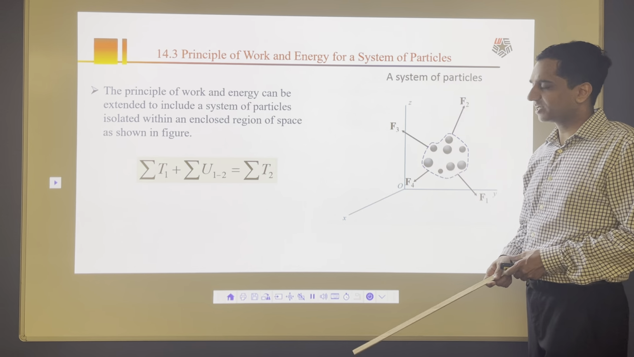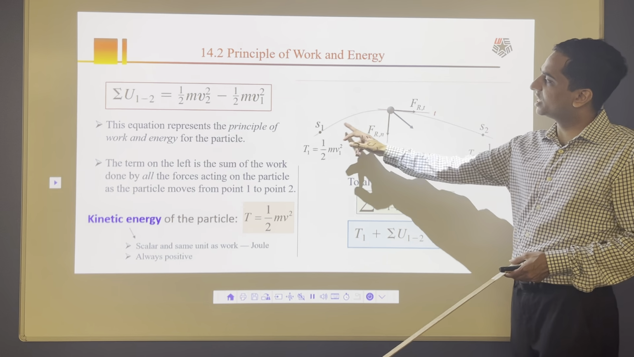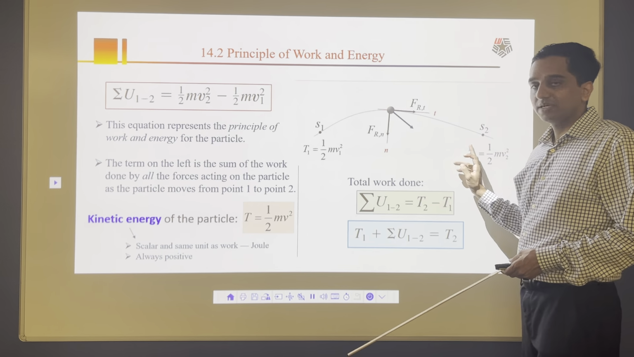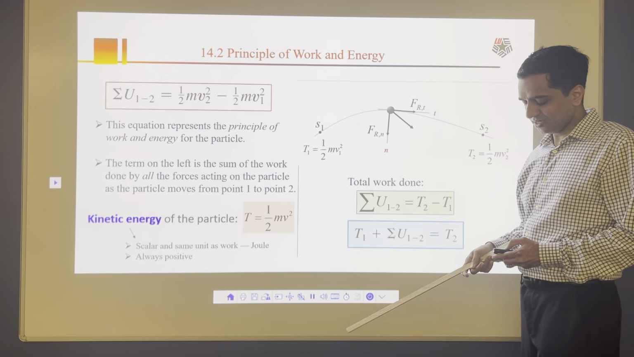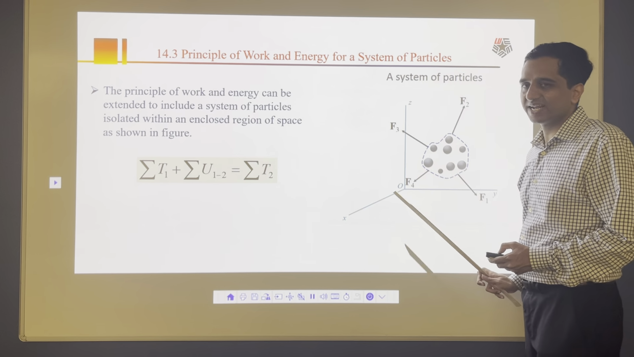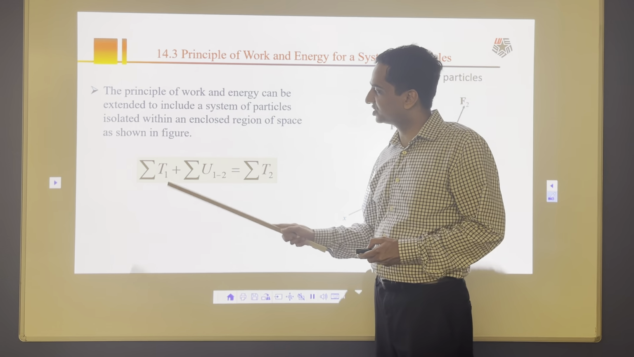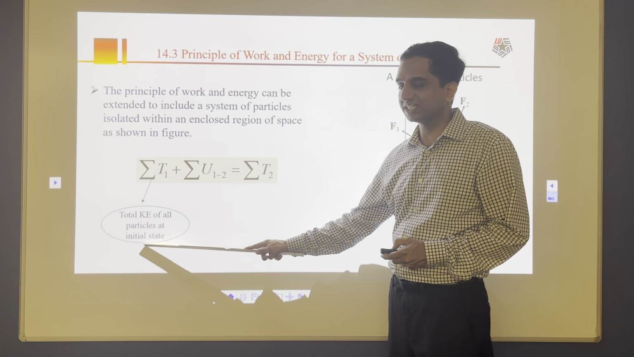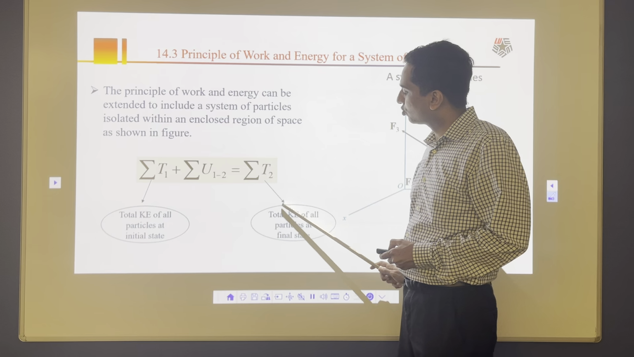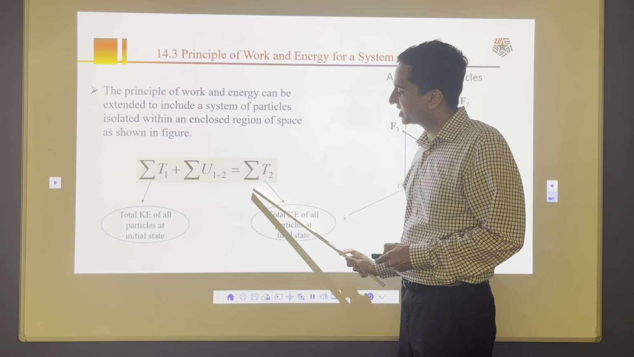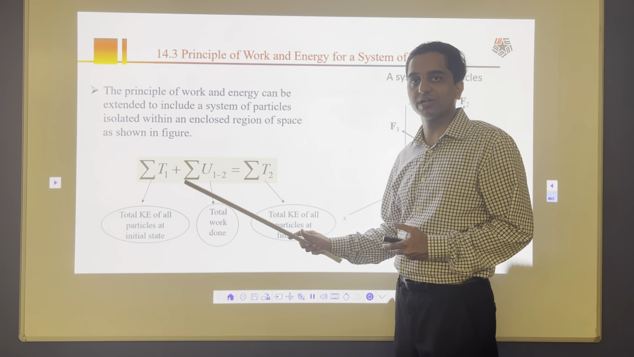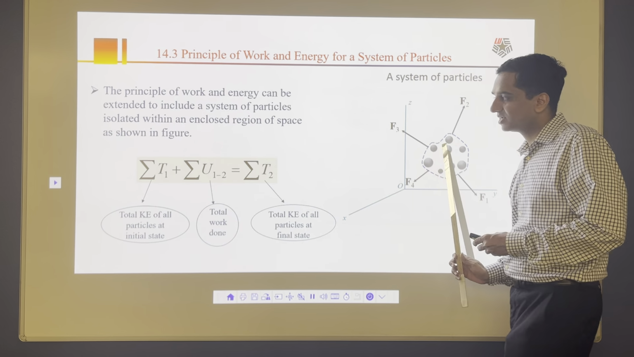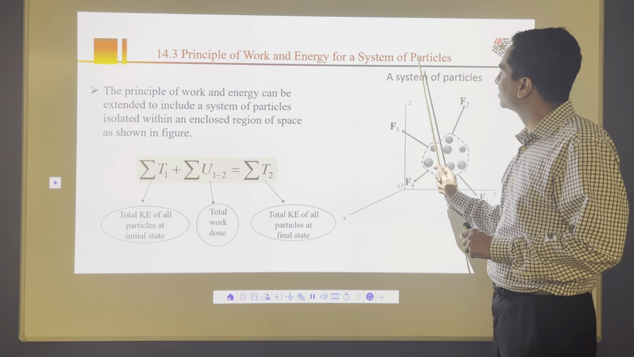For a system of particles, if you have more than one particle, right now you are dealing with only one particle. If there are more than one particle, let's say lots of particles, in that case we simply add the kinetic energy here. So initially we have total kinetic energy of all particles in the initial state, then we have total kinetic energy of all particles in the final state, and here we have total work done on the entire system. So that's what we do if we are dealing with a system of particles.